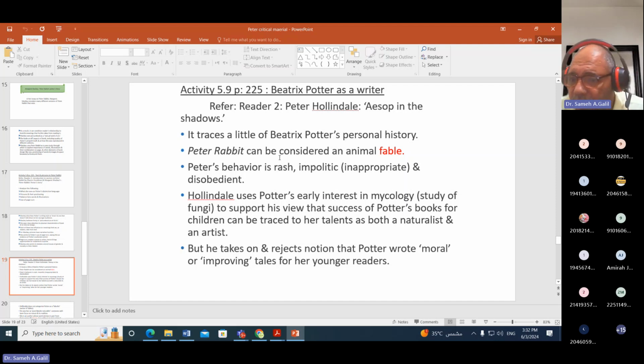What is interesting is that Hollindale is saying that we shouldn't be focusing on morals and moralities when it comes to those kinds of picture books. Yes, morality can come, but we shouldn't force it. So for him, Beatrix Potter didn't write moral tales. So if there are moral ideas, they are there because they have to be there, and that's it.